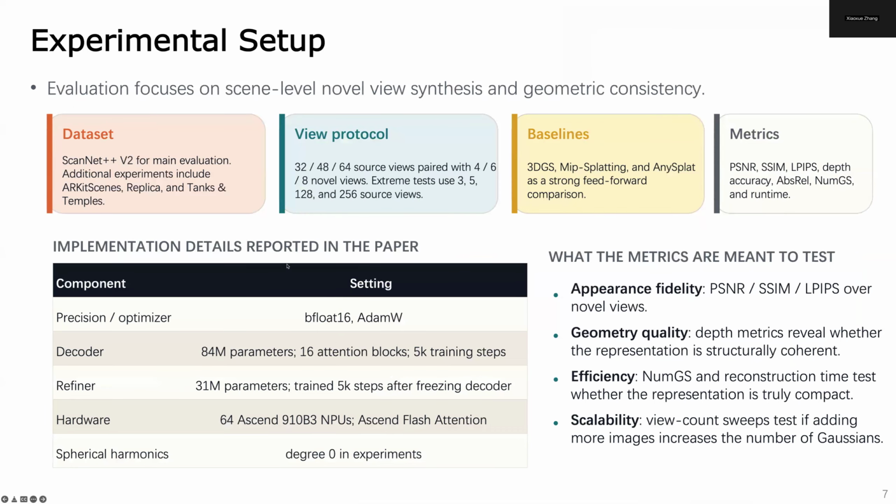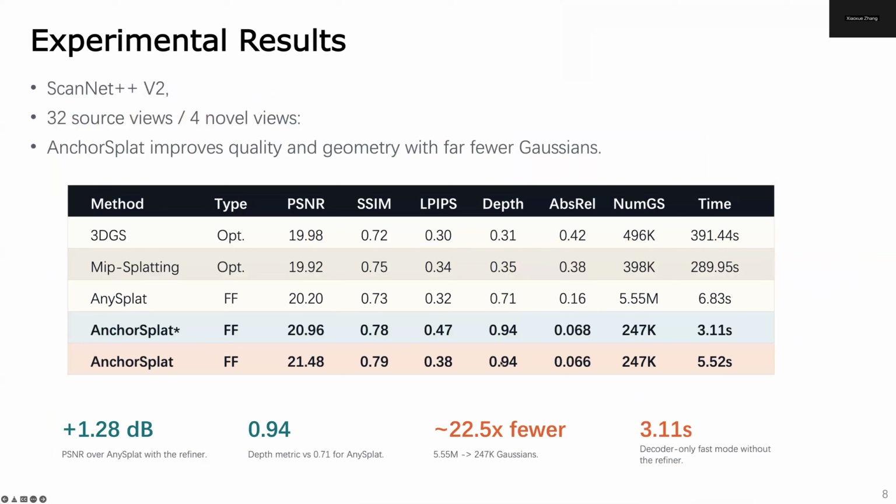Here, our experiments are mainly on ScanNet++ version 2. The evaluation covers the appearance quality, geometric quality, efficiency, and scalability. This is the main quantitative result for 32 input views. Compared with AnySplat, our AnchorSplat improved the PSNR from 20.20 to 21.48, while reducing the Gaussians from 5.5 million to 0.25 million. And also, our depth quality is much better.